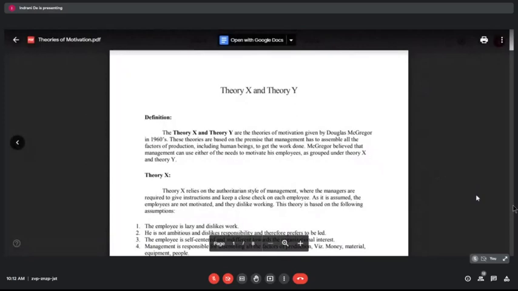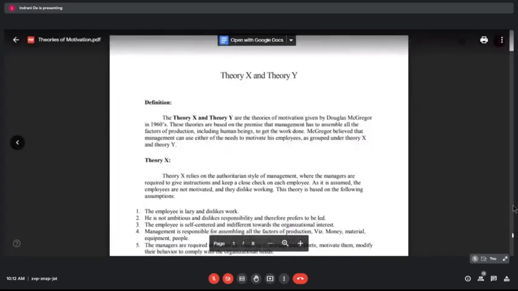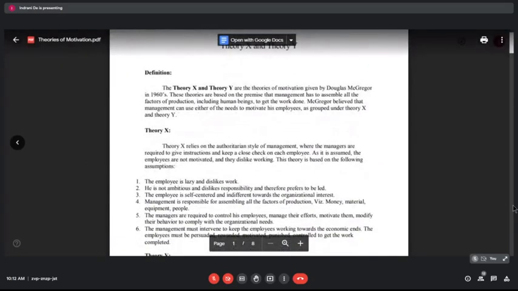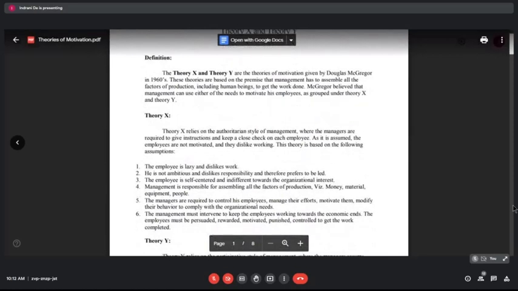Now we will do Theory X and Theory Y. This particular theory was developed by Douglas McGregor, and in this theory we have Theory X and Theory Y. Two types of theories or concepts are there.